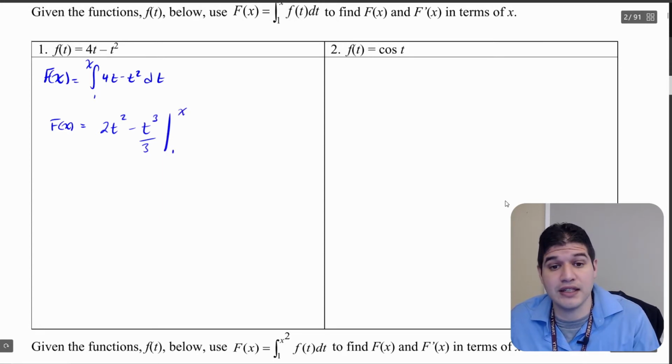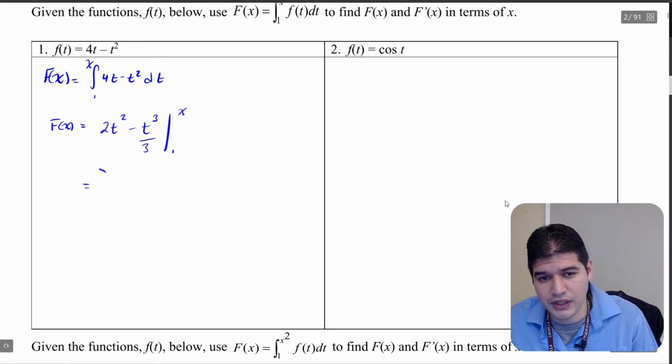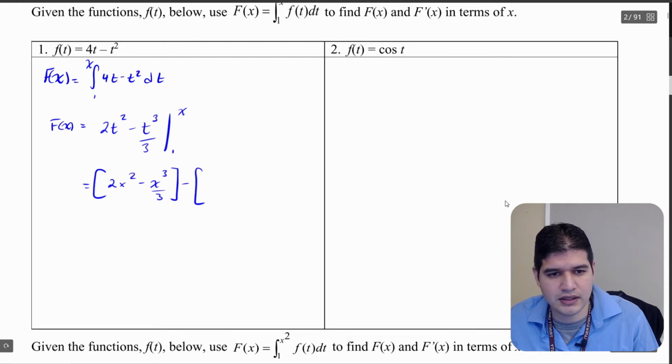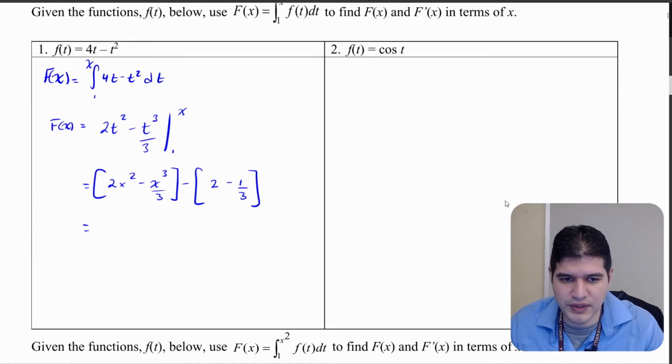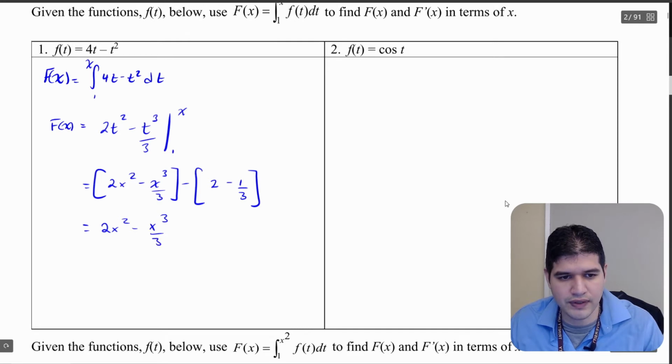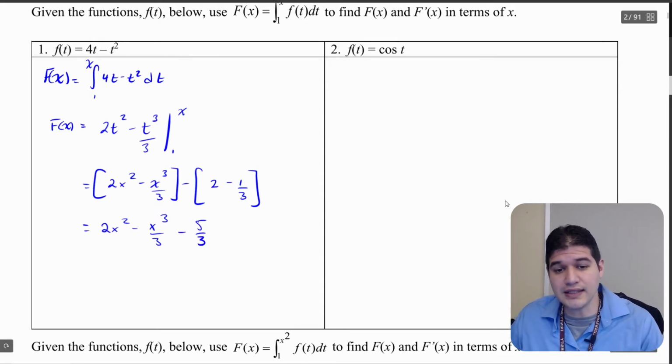So notice here nothing has changed. I'm going to substitute in my values just like we have been doing. So I'm going to get 2x squared minus x cubed over 3, and then my lower bound is going to be minus 2 times 1 squared minus 1 cubed over 3. So let me write it out first: 2x squared minus x cubed over 3 minus 2 minus 1/3, so that's going to be minus 5/3. All right, so this is F of x.